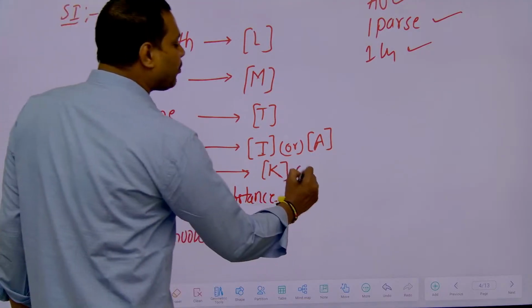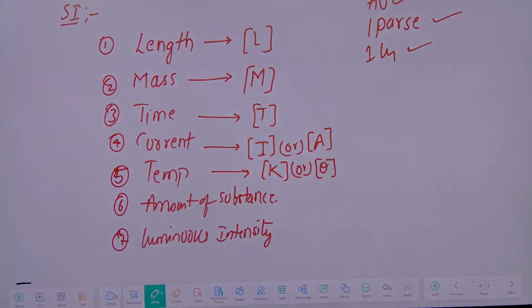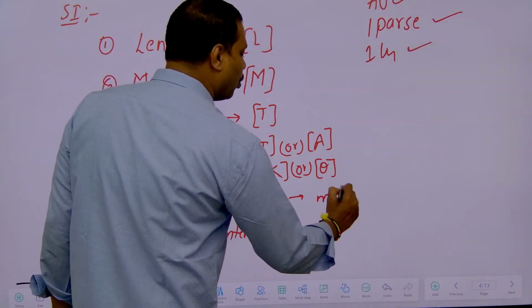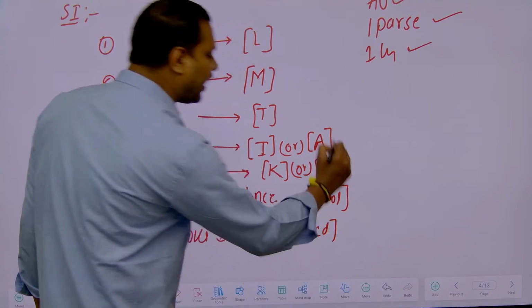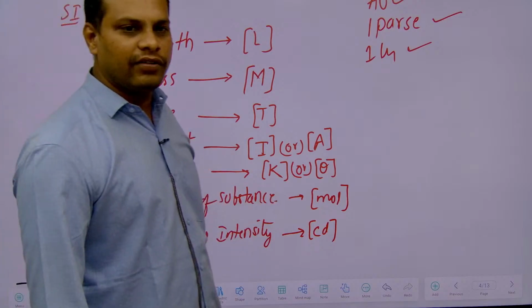Or even you can represent with the theta also. Temperature is even represented with what? Theta also. Then amount of substance we have to represent with MOL, mole. Are you clear? And luminous intensity is represented with what? Candela, CD. Now these are called base quantities.